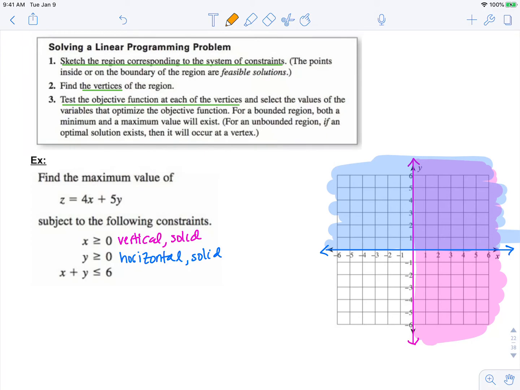And then last we have x plus y is less than or equal to 6. I know it's going to be a solid line. And I'm going to do my x-intercept when y equals 0, x equals 6. My y-intercept when x is 0 is y equals 6. So I'm going to plot those two here and connect them with a solid line.